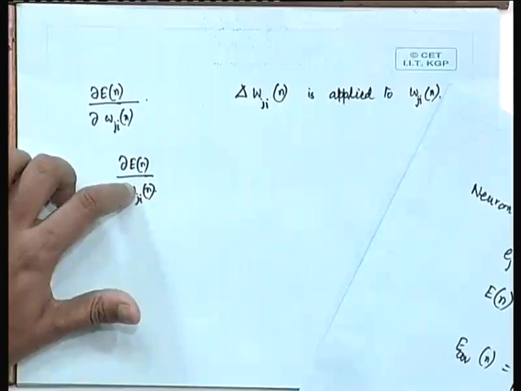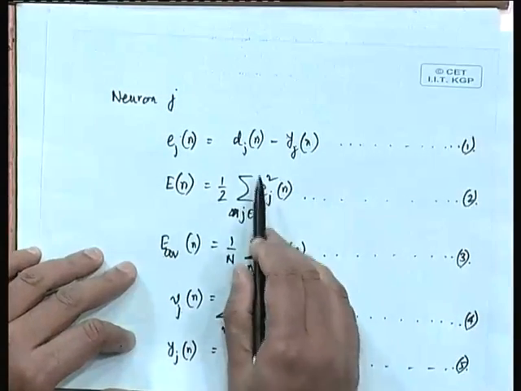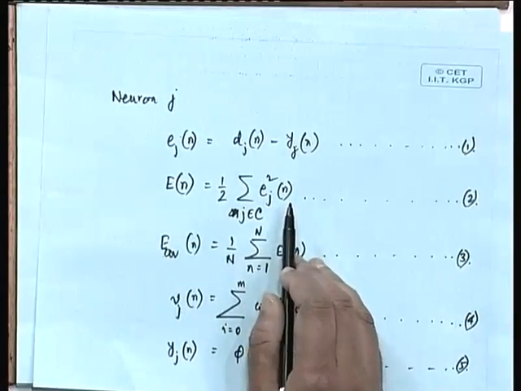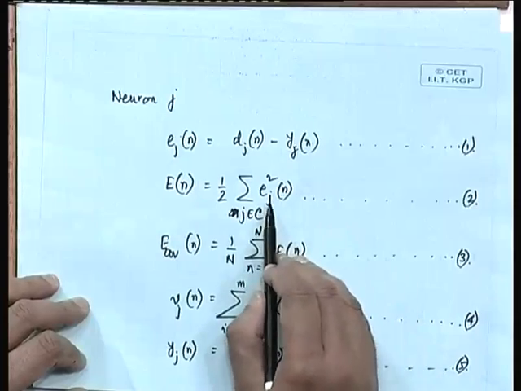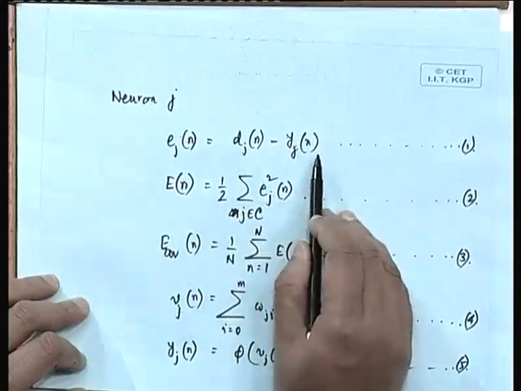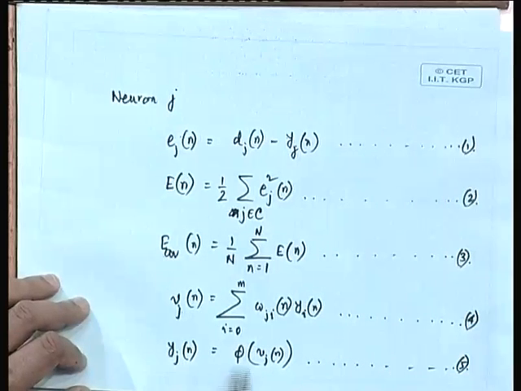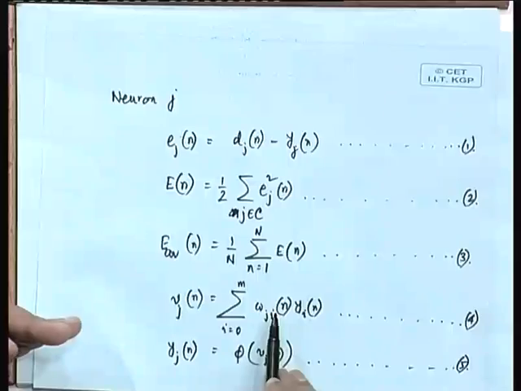So, there lies a bit of a problem. Actually, we could have substituted, I mean what we have to do is to substitute Ej(n) from equation number 1, where it is to be expressed in terms of dj and yj, and again yj will be expressed as vj, and vj is expressed in terms of wji, and only then can we differentiate with respect to wji. So, it is a little bit cumbersome.